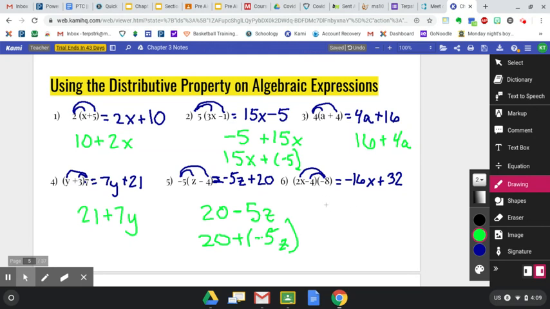And here we could have had 32 minus 16x, or 32 plus -16x.